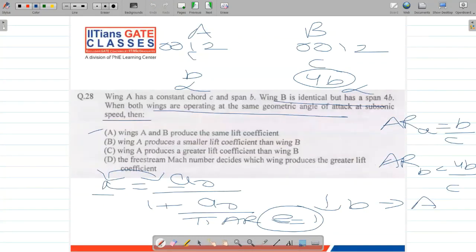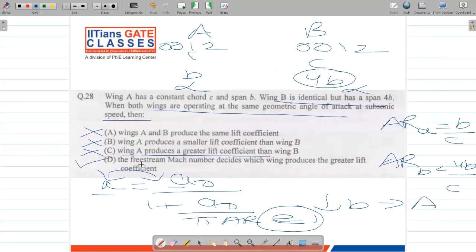So this is not really possible. Wing A produces smaller lift coefficient than wing B. That is true, but there we need to look at the free stream conditions as well. So we can never really concretely say this. And even this, we can never really say for concrete, because this is not really possible, right? Because even if the Mach numbers, and again, if you're using a different Mach number, Reynolds number, this equation would shift in one particular direction or the other.